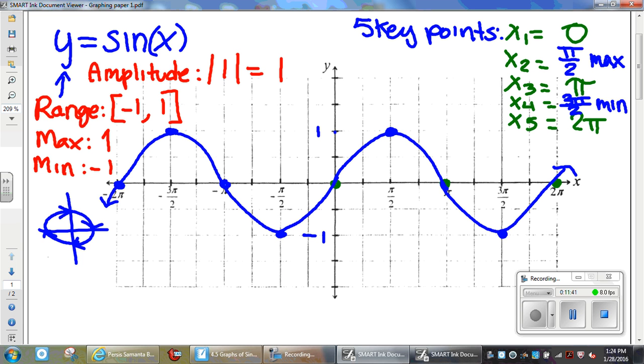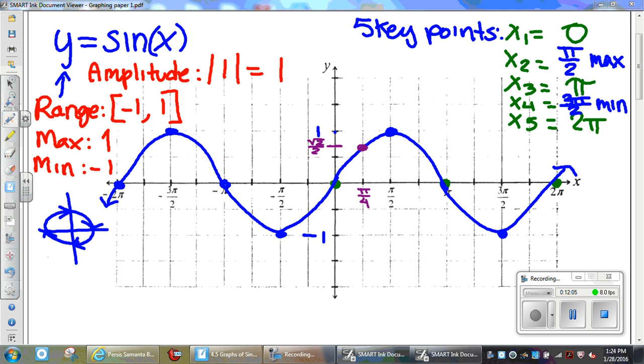Now, here on the y-axis, I'm also going to label the values that correspond, let's say, to pi over 4. And so, what is the sine of pi over 4, guys? Correct. So right here, that should be the square root of 2 over 2. Now, let's see about pi over 6. And pi over 6 is somewhere here. What is the sine of pi over 6?